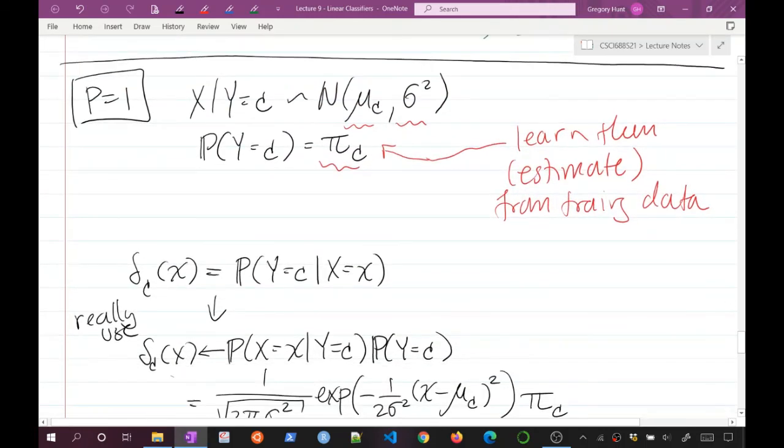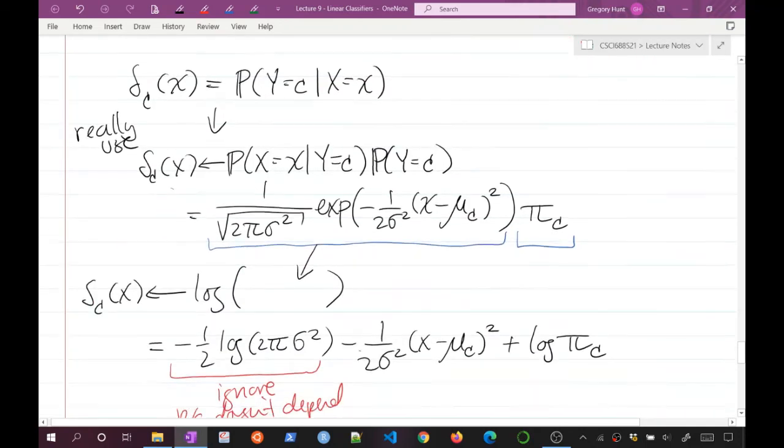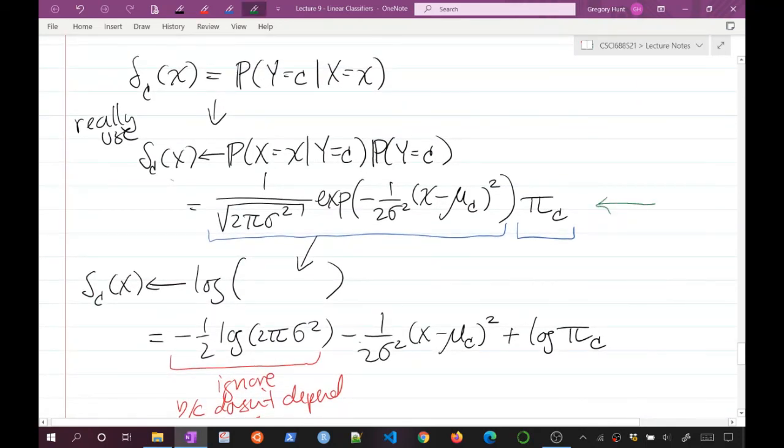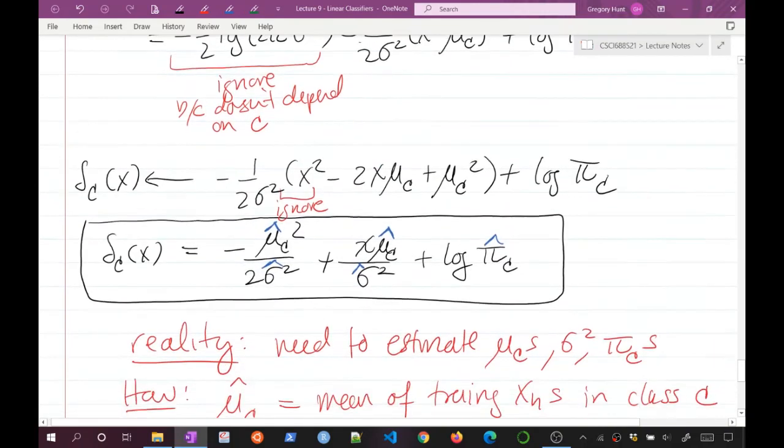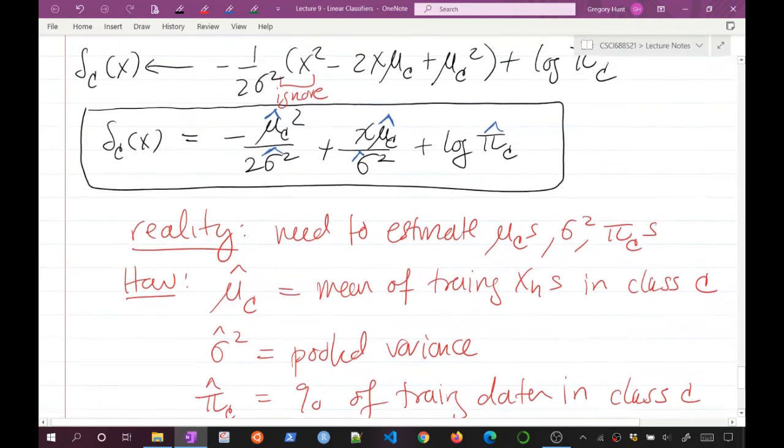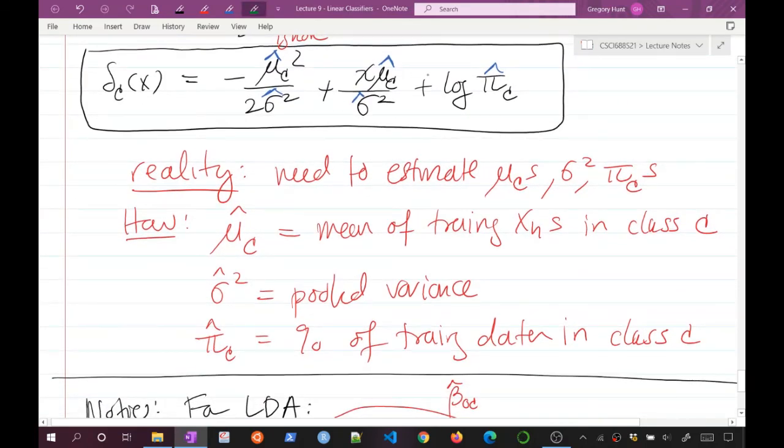In the simple case, where we just have one x, and we'll do multiple x's next time, we can directly derive the discriminant function. Basically, all we're doing is using our normal density and this class prior, the pi's. And you can do some manipulations and get it into a certain form. The parameters are the means of each of the classes, which we estimate just as the means of the training data classes. The variance, which we estimate as a pooled variance.